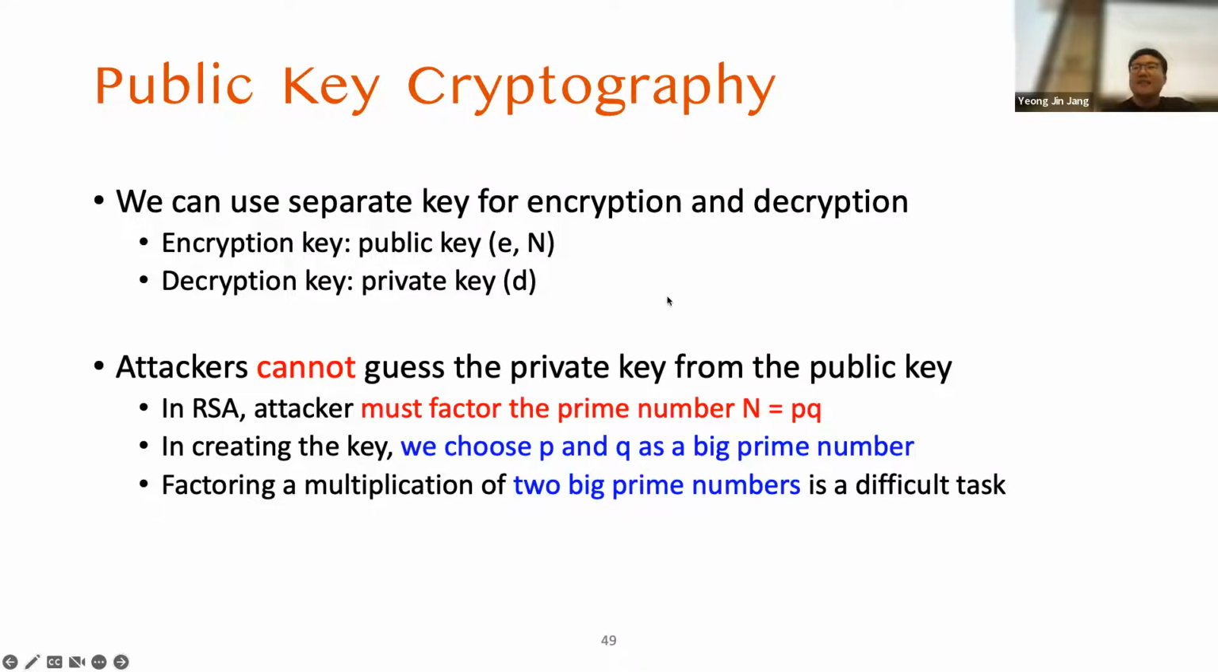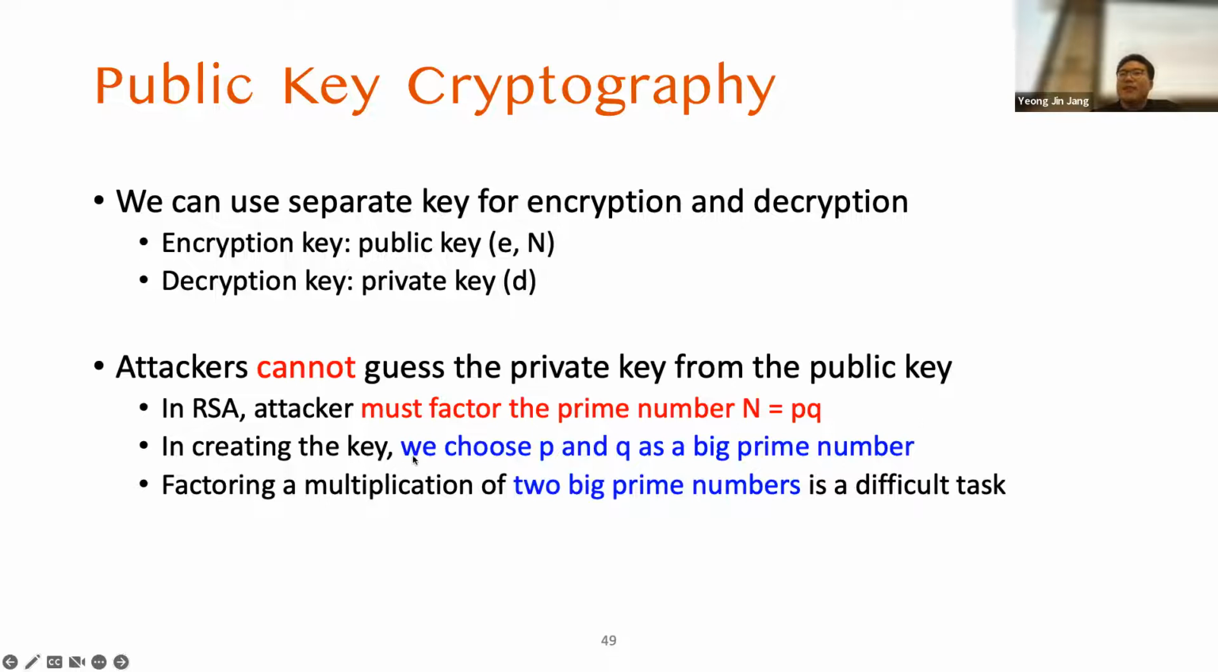Another property that a public key cryptography scheme should have is that the attacker cannot guess the private key from the public key. In RSA, even if they announce E and N publicly, it's very hard to calculate D, because to calculate D, one needs to know how N is factored into P and Q. They need to get P minus 1 multiplied by Q minus 1. That number is required to get D efficiently.